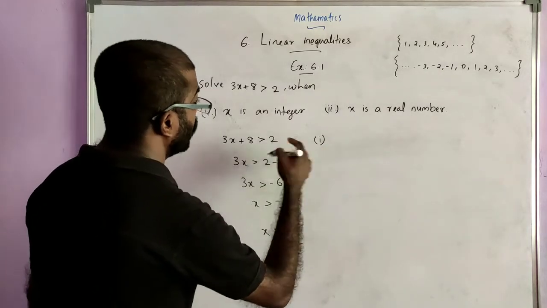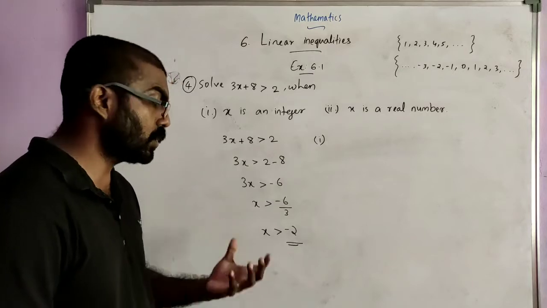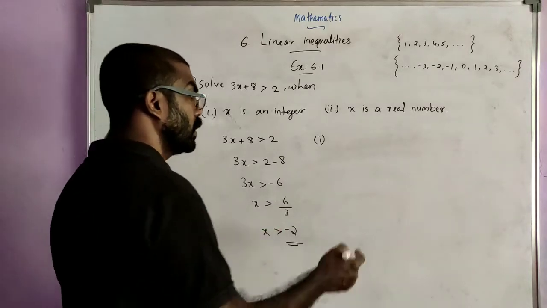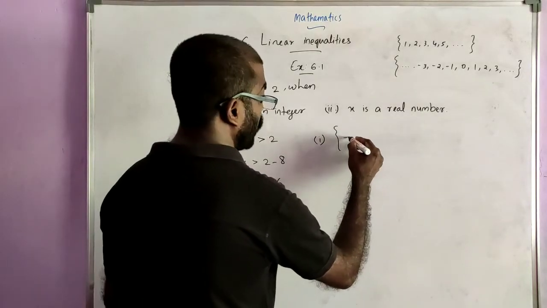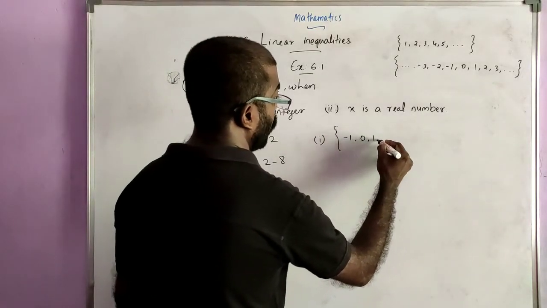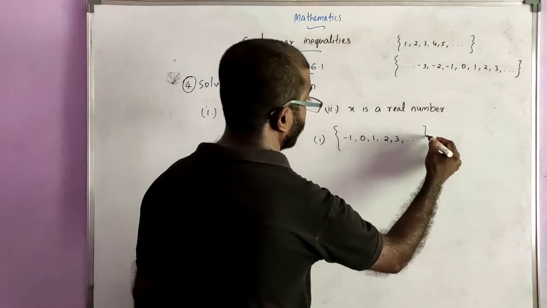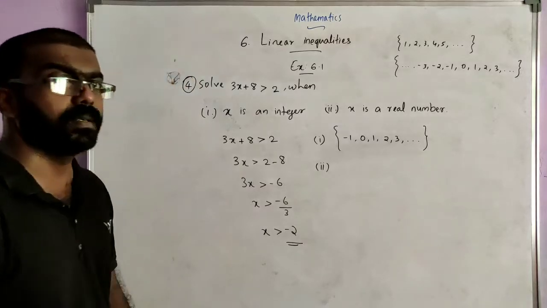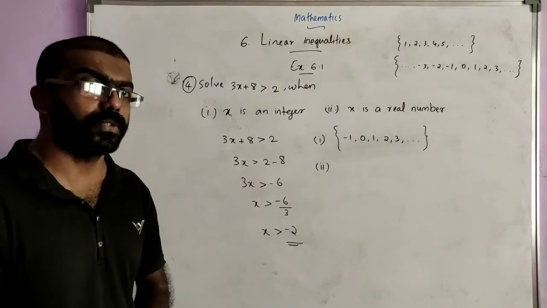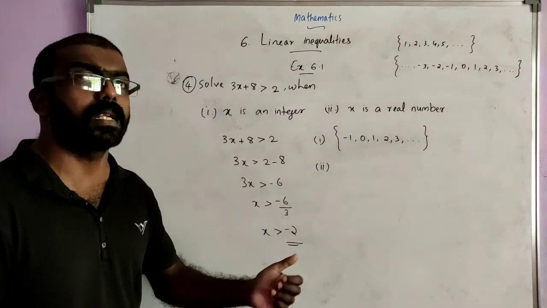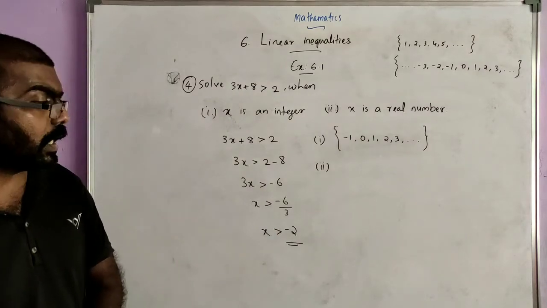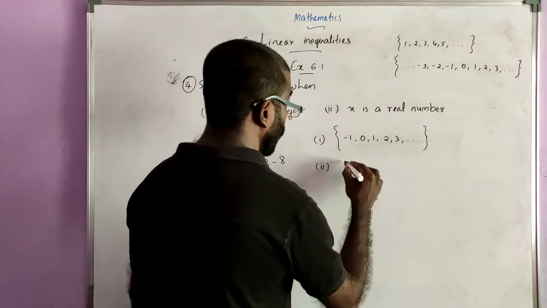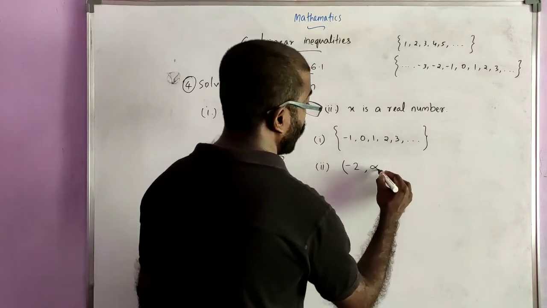First one, solution in the set of integers. The collection of integers that are greater than minus 2. So we can start with minus 1, 0, 1, 2, 3, etc. And the second case is x is a real number. So we have to write the collection of real numbers which are greater than minus 2. We can write it in interval form; minus 2 is the least number, so we write it first: open interval minus 2 comma infinity.